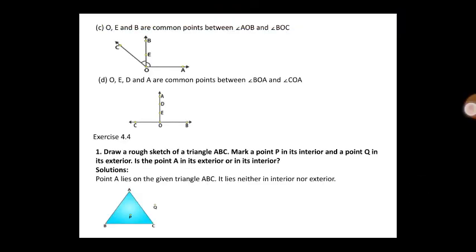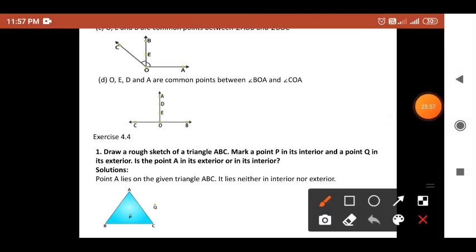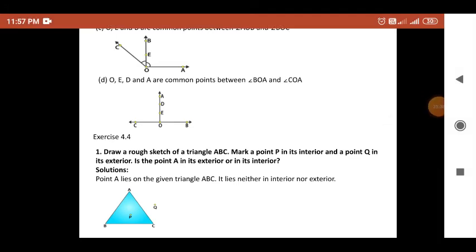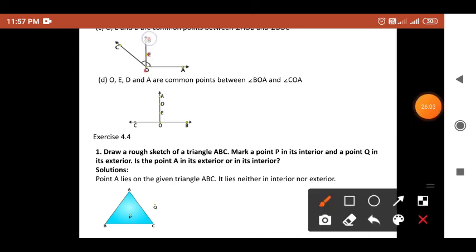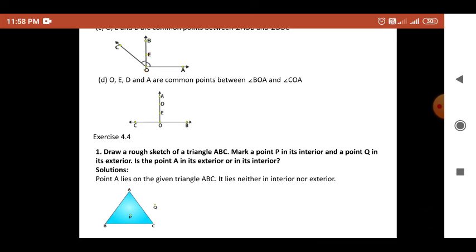And if three points are common, you can observe here O, E and B. Here three points are common in A, O, B and B, O, C. That is O, E, B. If four points are common, see, these are the points.